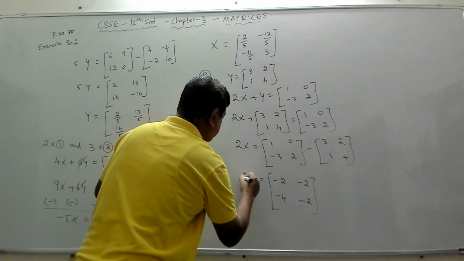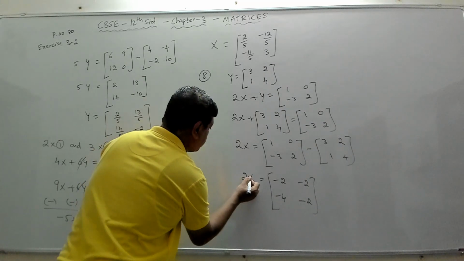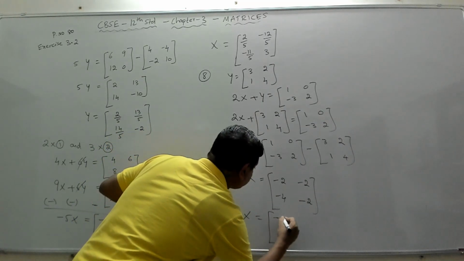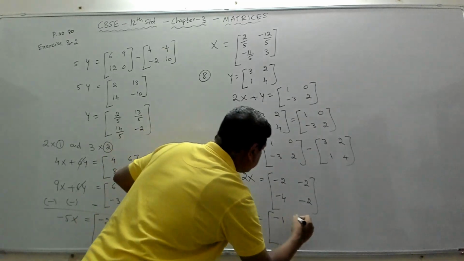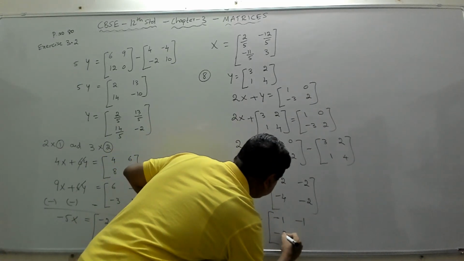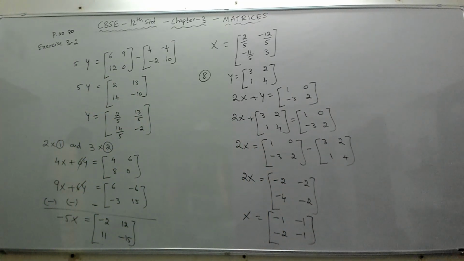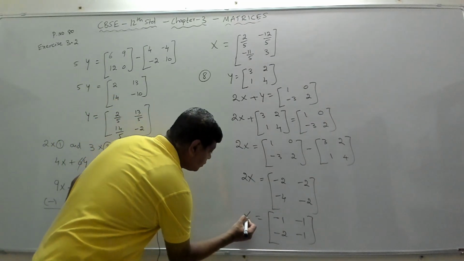Fine, that is 2x. So your x becomes minus 1. We are dividing each element by 2. So minus 1, minus 1, minus 2 and minus 1. Fine. So that is your x matrix. Clear? This is your x.